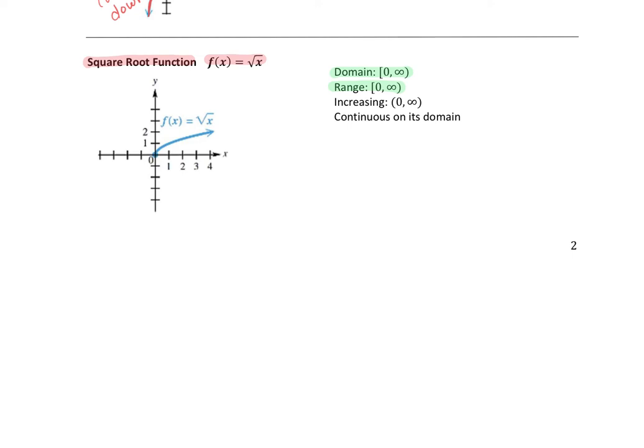This function is always increasing from its domain, which again, remember, even though the 0 is included in the domain, when we do intervals of increasing, decreasing, or constant, it's always parentheses. So it's going to be 0 to infinity with parentheses. And it's also continuous on its domain, meaning that the graph won't cover the whole rectangular coordinate system, but I still only need to have my pencil trace the graph once without lifting up.